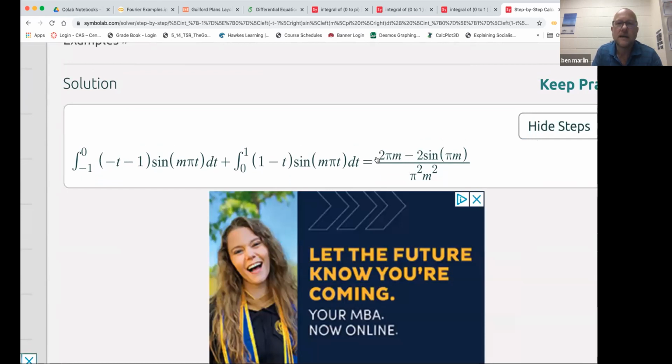And we end up for our answer getting 2 pi m minus 2 times the sine of pi m. Again, sine of pi m is going to turn out to be 0. So we have 2 pi m over pi squared m squared. So that means we have 2 over m times pi.